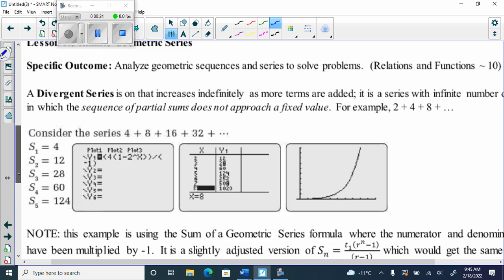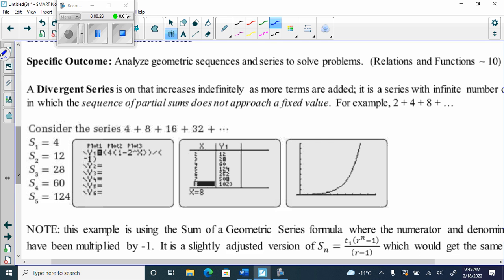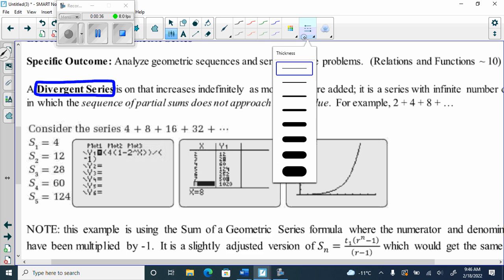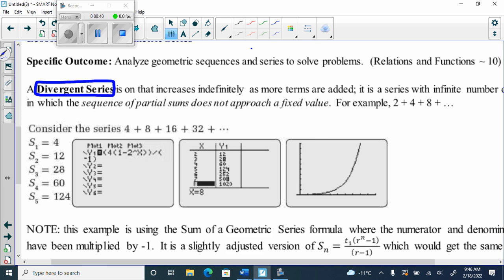Okay, so say we have a divergent series. We're going to underline that. Divergent. If we had a highlighter, we'd highlight it. A divergent series is one that increases indefinitely as more terms are added. So you don't get to an ultimate sum, the sum just keeps getting larger and larger and larger.